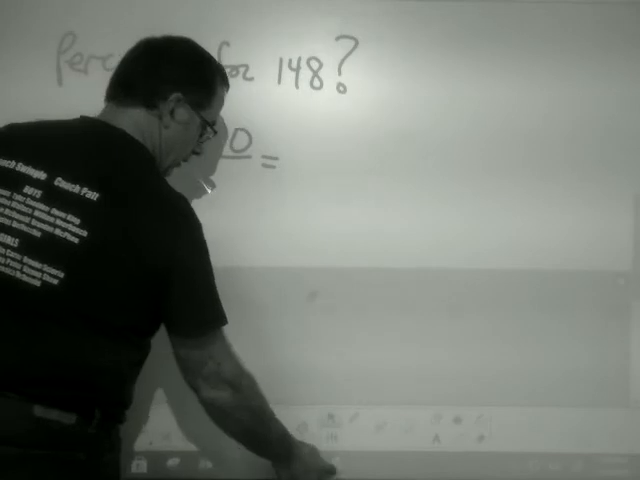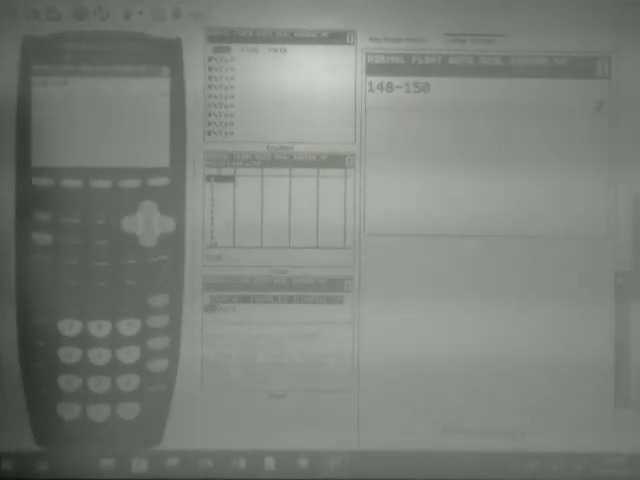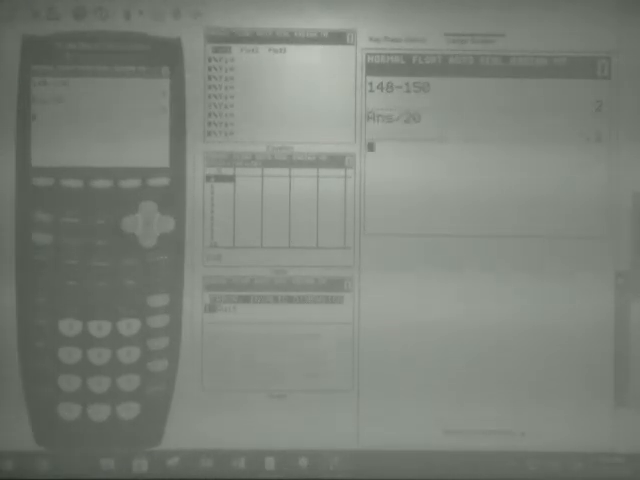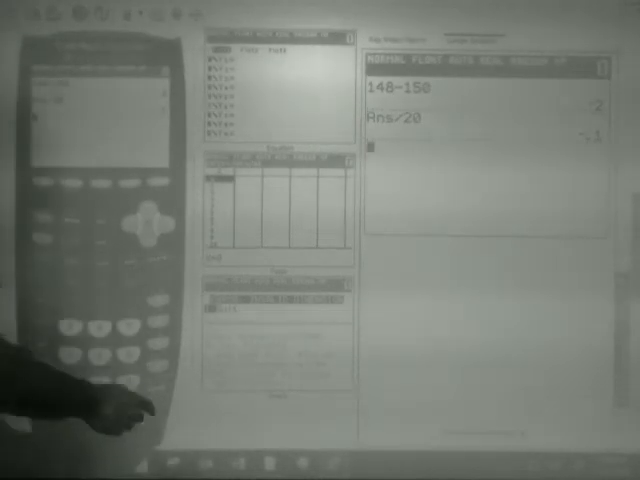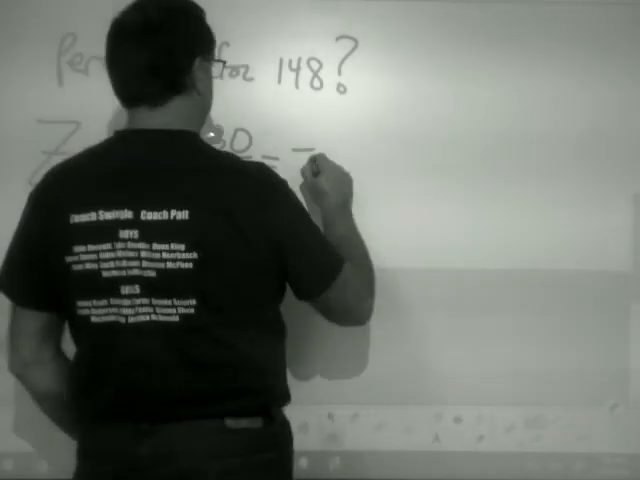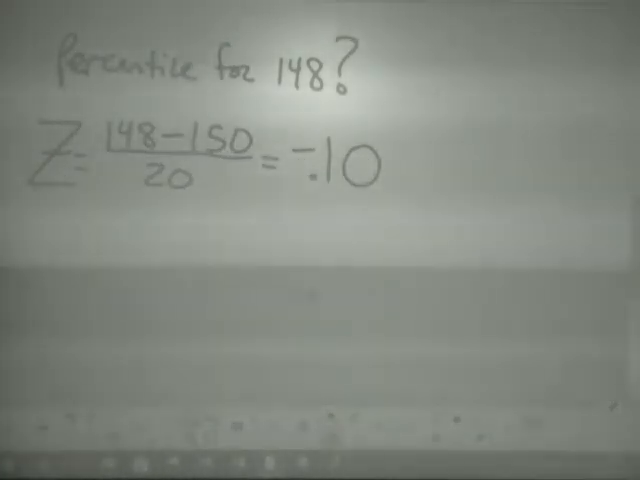Now you're going to go to your calculator and you're going to type in 148 minus 150, and now you have to hit enter before you hit divide. You have to hit enter. And now I'm going to divide by 20. And I get negative 0.1. Z-scores must be rounded to 2 decimal places though. So that'd be negative 0.10. So this is negative 0.10. I need 2 decimals there.